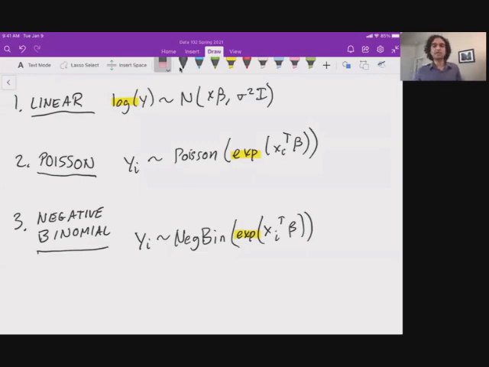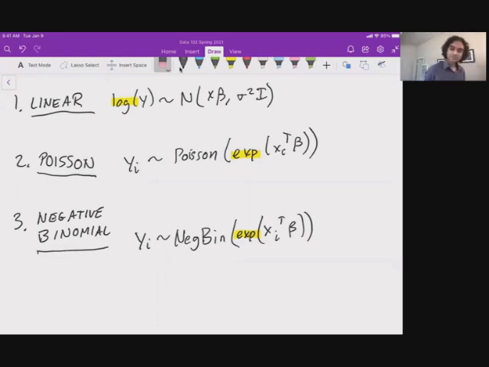All right, in this video, we're going to talk about the big idea behind all these different kinds of models we've been talking about and introduce the idea of generalized linear models. And I'll explain what that means in a moment. Okay, so remember we talked about the linear model. We talked about Poisson regression. We talked about negative binomial regression.